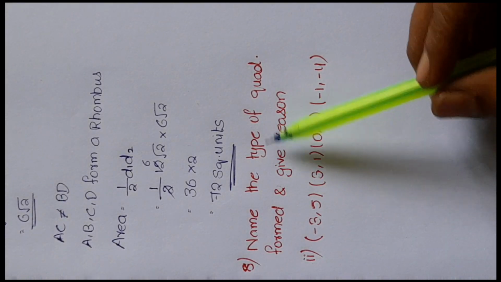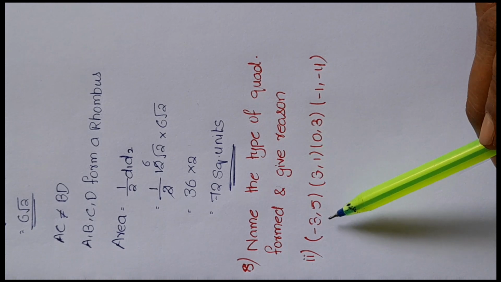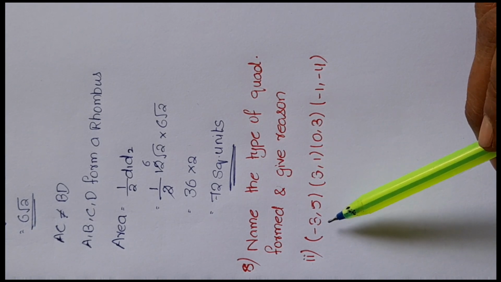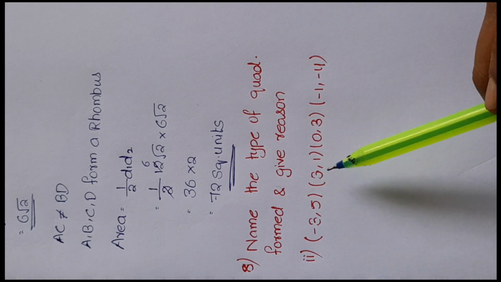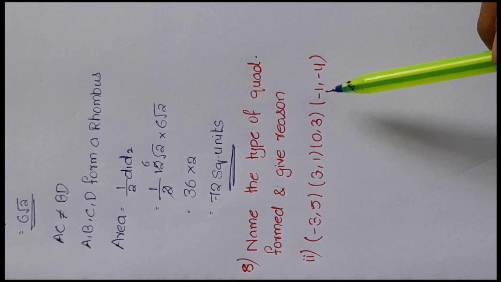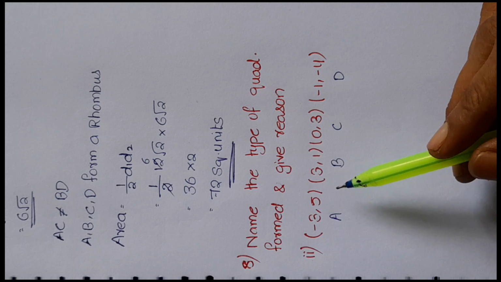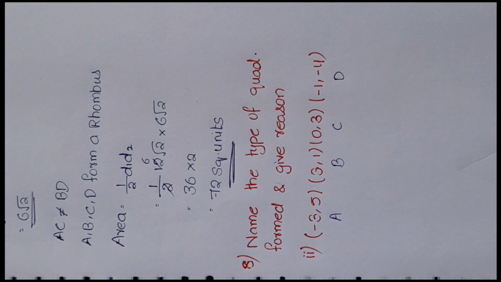Eighth question is, name the type of quadrilateral formed and give reason. There are 3 questions given in this. Let us skip the first one and the third one and discuss the second one. The points given are minus 3, 5, 3, 1, 0, 3 and minus 1, minus 4. Let us name the 4 points as A, B, C and D.